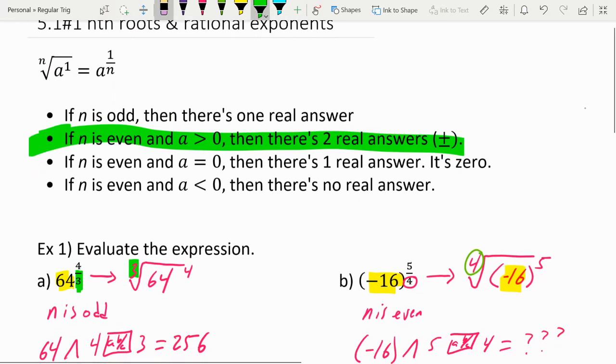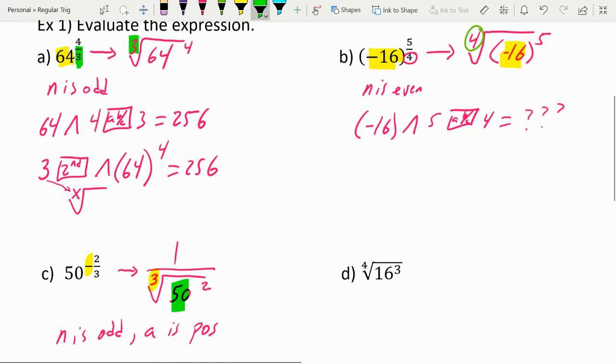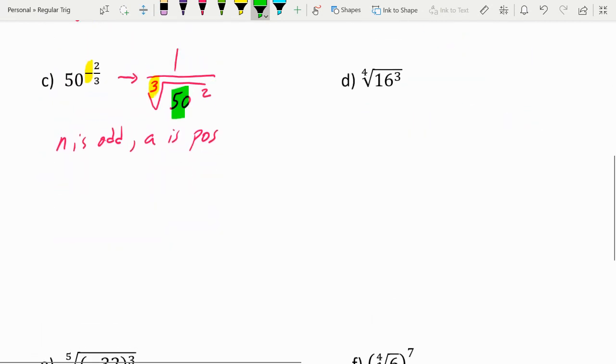Oh my goodness. I knew something wasn't right there. Sorry, guys. I said N is odd, and then I still went over the even one. I apologize. All right. So N is odd.